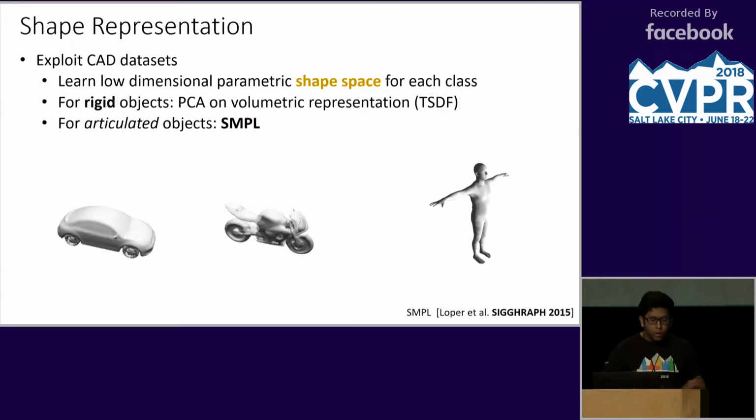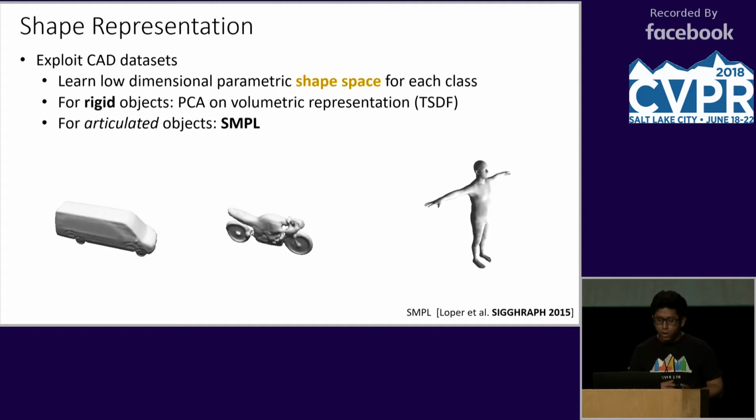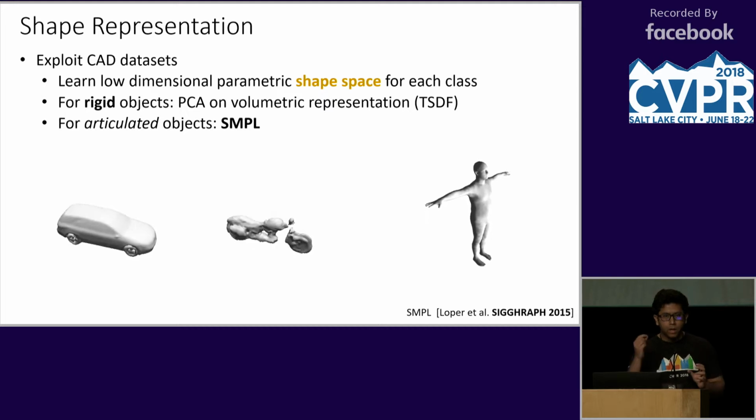So for shape, what we do is that we learn a low-dimensional shape representation. We learn this class-specific, right? And for rigid objects, we do PCA, and for articulated objects like a person, we use the SMPL model from Loper et al. So now the task of estimating shape is basically predicting these low-dimensional parameters of the shape instance. In the animation that you are seeing at the bottom, we are basically walking along this low-dimensional space, which is usually 10-dimensional, and the output you are seeing on the screen is basically a decoded version of those points in that space.